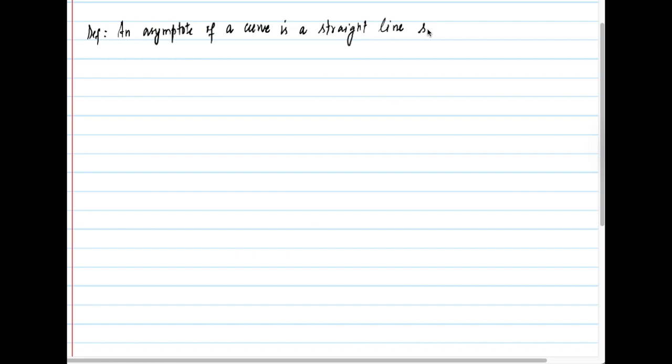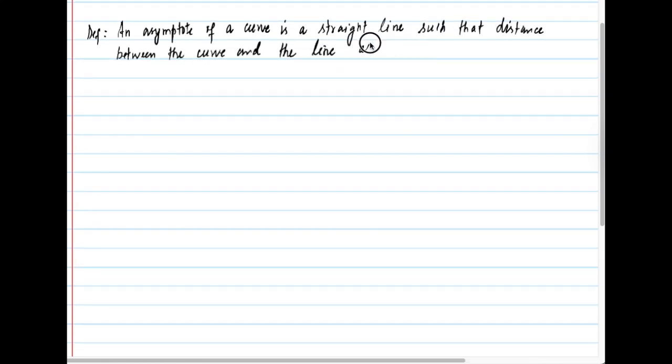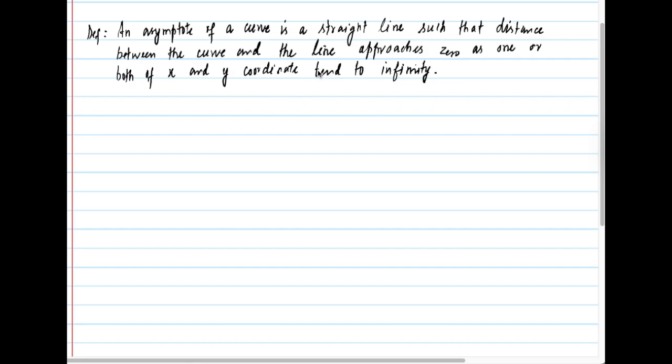Okay, now let's take the definition of an asymptote. An asymptote of a curve is a straight line such that the distance between the curve and the line approaches zero as one or both of the x and y coordinates tend to infinity. So geometrically we can think of an asymptote as a straight line that behaves like the equation of a curve at x equal to infinity or at y equal to infinity.